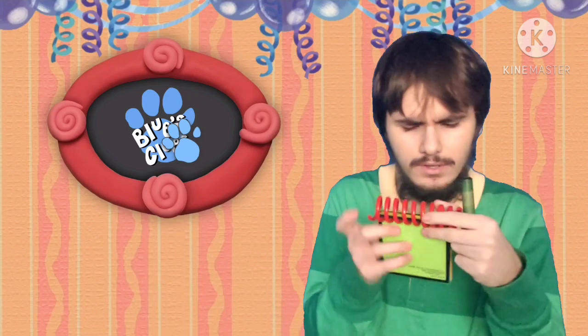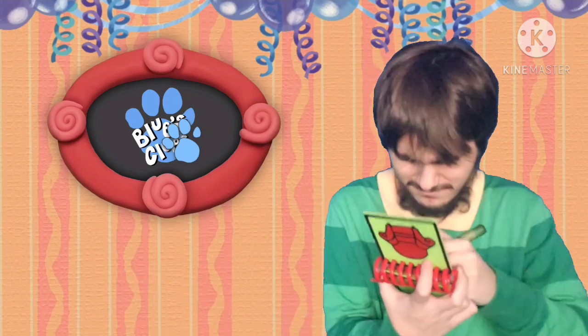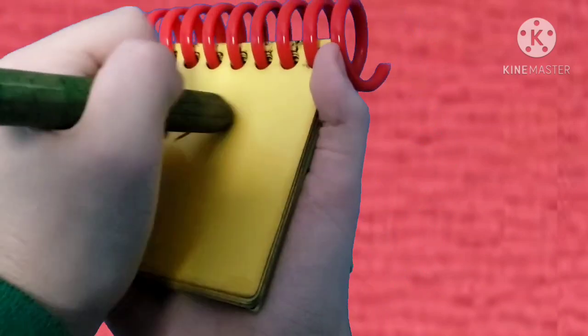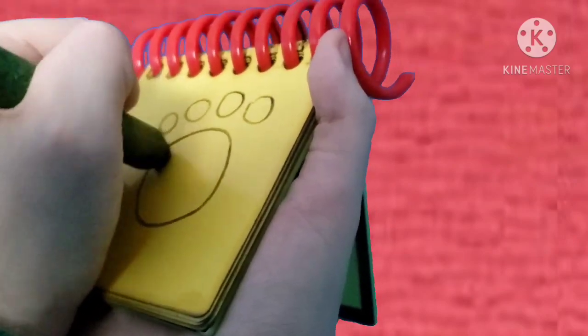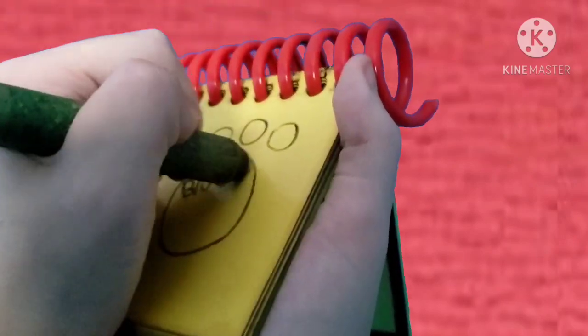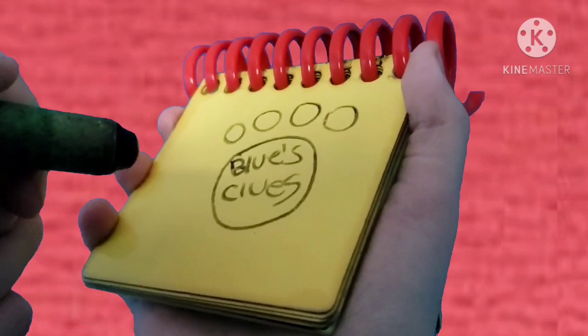That calls for our handy-dandy notebook, right. Okay, the Blues Clues logo. So, let's draw a paw print, and then write Blues Clues inside. And there, the Blues Clues logo.